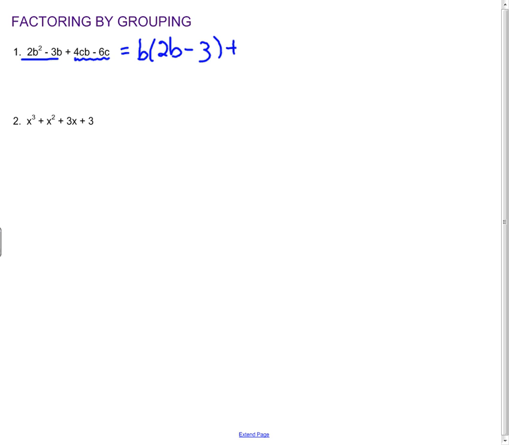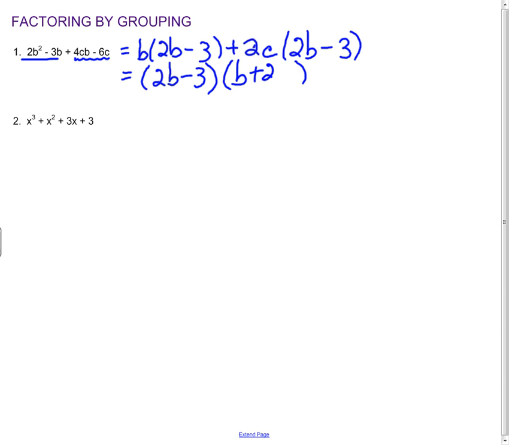Then I look at the second pair of terms and look for a greatest common factor for those, which would be 2c. Sorry, I almost missed that too. 2c times what would give me what I have for the second pair? I need a 2 and a b. And for my last term of minus 6c, I need a minus 3. Interesting. My 2 brackets are identical. So I can put that information together and write my common bracket times the leftovers, b plus 2c. And that is fully factored.